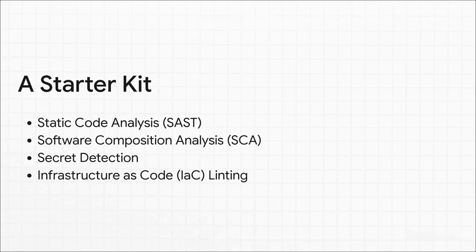You have software composition analysis, or SCA, to scan your open source dependencies. You have secret detection to find any leaked credentials. And you have IaC linting to check your infrastructure blueprints. This set right here gives you a fantastic security baseline for literally any pipeline.